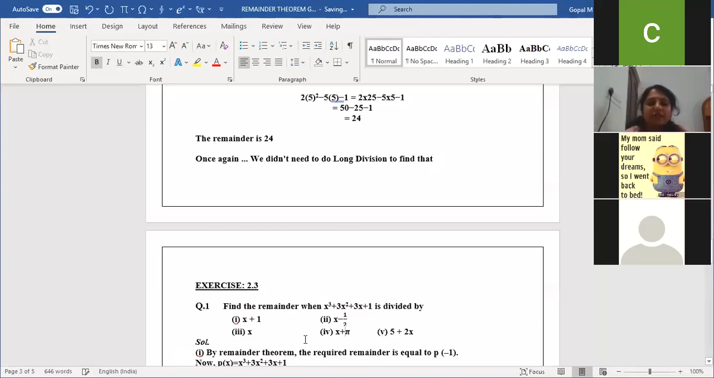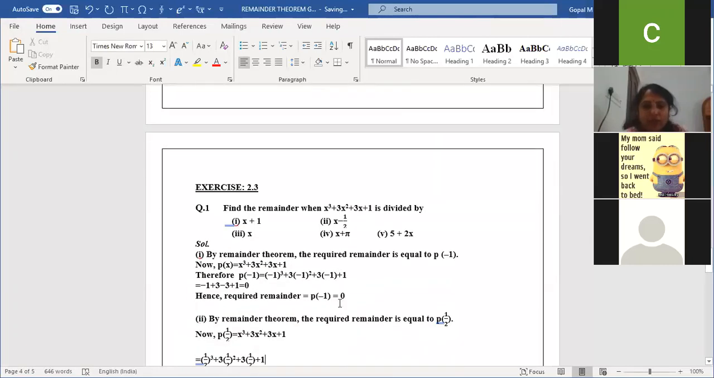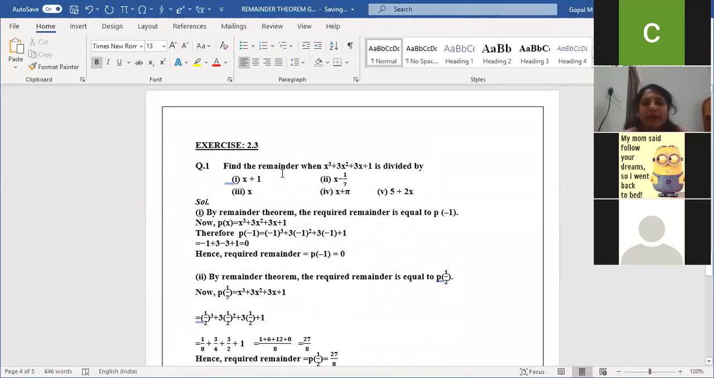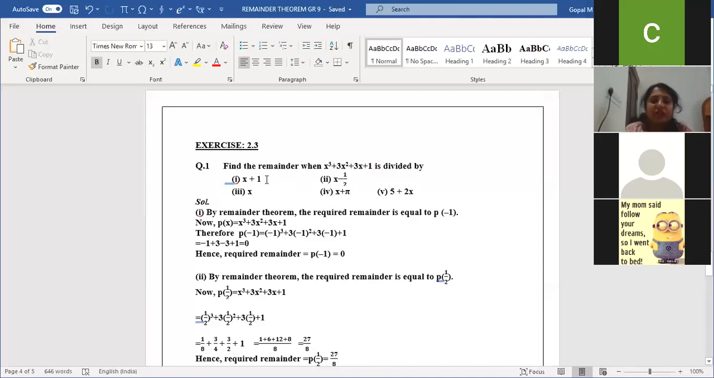They're asking to find the remainder when x cube plus 3x square plus 3x plus 1 is divided by the given polynomials. So here, they gave 5 questions. By using the remainder theorem, we need to find out. Am I clear to everyone? Yes, ma'am. Okay. We'll go for the first question.